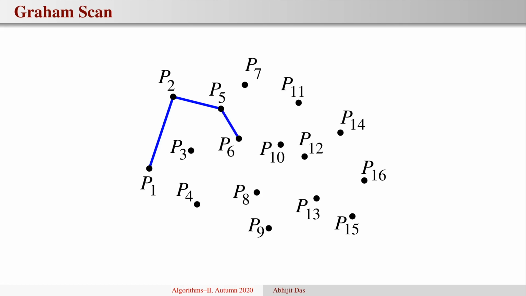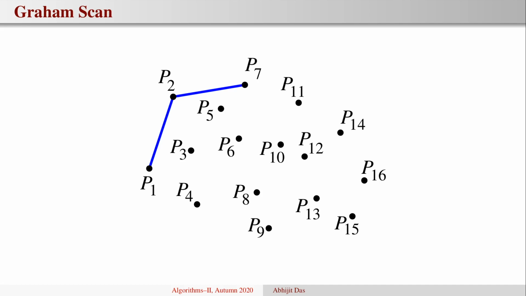This one, P6, again, this is not a problem. This is a right turn. So, let P6 stay. And then P7. This is once again a wrong turn. So what I do, I pop P6. This is once again a wrong turn. So, I pop P5. And now I see P1, P2, P7 is a right turn. So P7 is pushed to the stack. And the stack now holds P1, P2, P7.